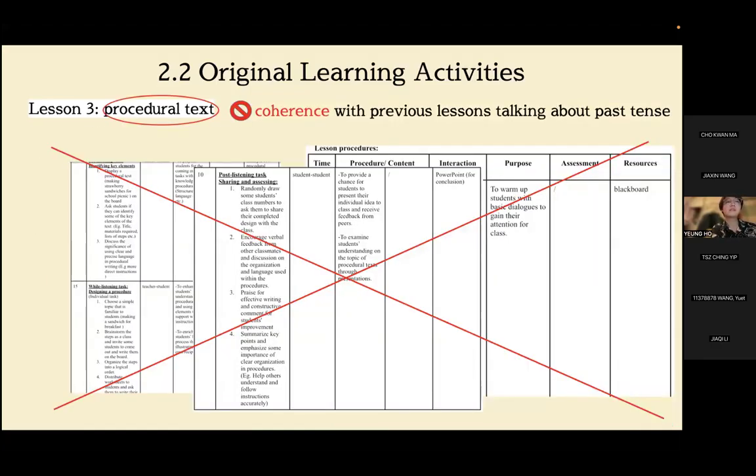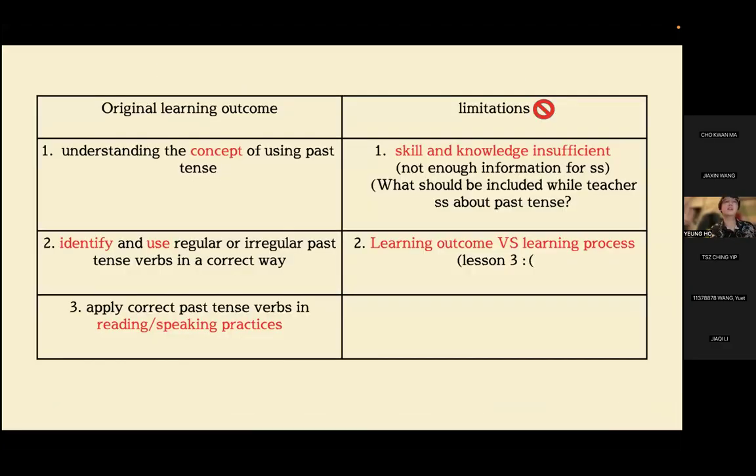Next slide, please. And for lesson 3, the procedural text, the coherence is absent with the previous lessons talking about the past tense, so we waive it again. And the original learning outcome is for the students to understand the concept of using past tense and to identify and use the regular or irregular past tense verbs in the correct way. It also helps them to apply correct past tense verbs in reading or speaking practices.